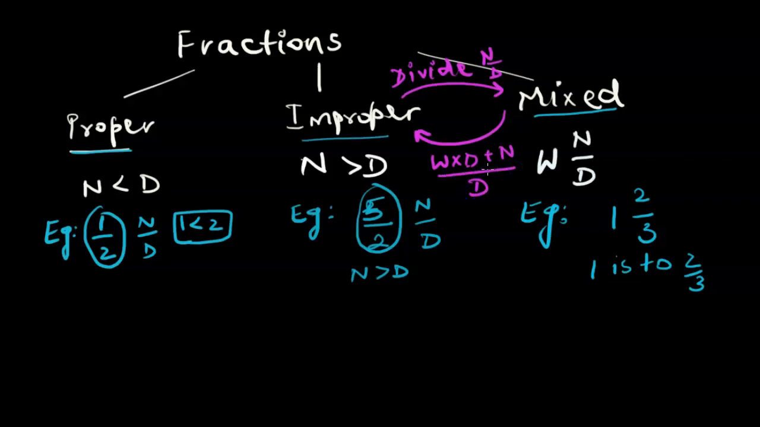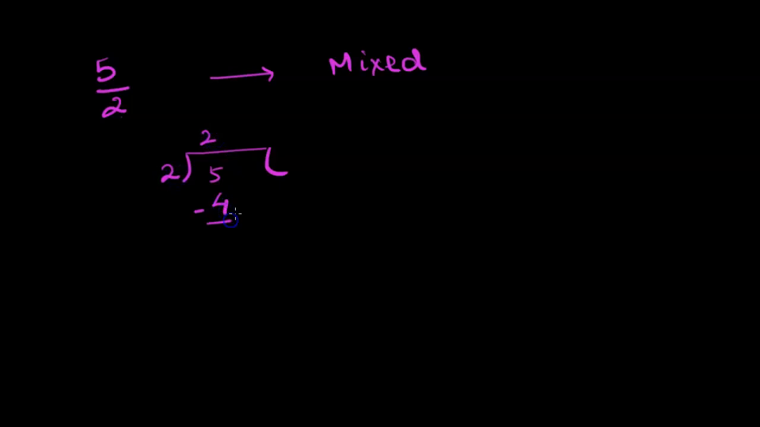Let's understand this with an example. We're given an improper fraction 5 over 2. We have to change it to a mixed fraction. How do we do it? We divide. 5 is the numerator, keep the numerator inside and the denominator outside. We know 2 times 2 is 4, and we subtract 4 from 5, we get 1.